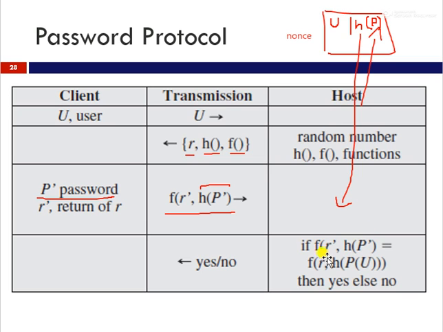Because the host sent this random number R, the host can calculate this value again over here: hash of the password of the user, which the host already knows, concatenated with R, and then calculate function f on it and compare it with the value received from here. If both values are the same, then the user has been authenticated, otherwise not.